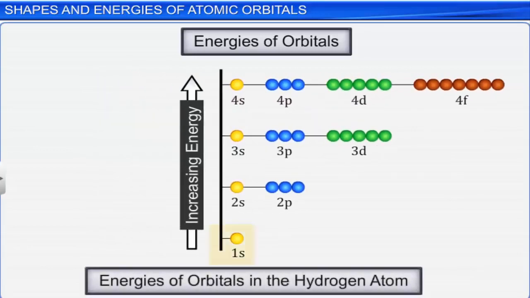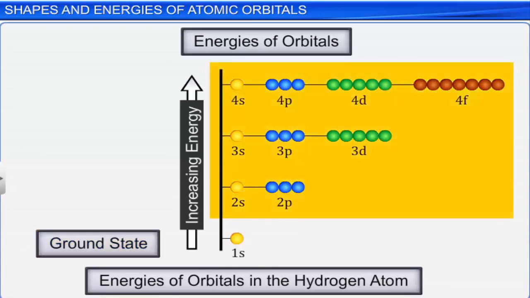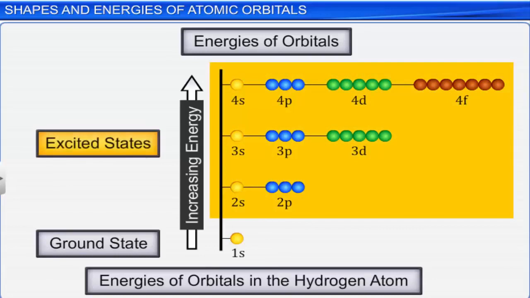1s in the hydrogen atom represents the most stable state for the sole electron and is called the ground state. The energy states with n greater than 1 represent the excited states for the electron in the hydrogen atom.